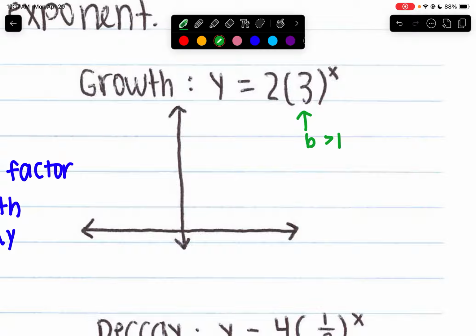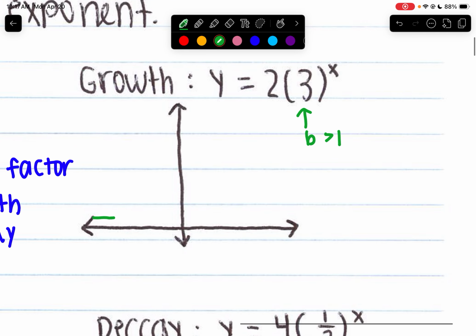Growth graphs typically increase as we go from left to right. So as we start off on the left side of this graph, it's going to kind of start flat, and then it's going to curve upwards to the right and increase. I don't really know how to describe the shape. It's like a curved shape that goes upwards.